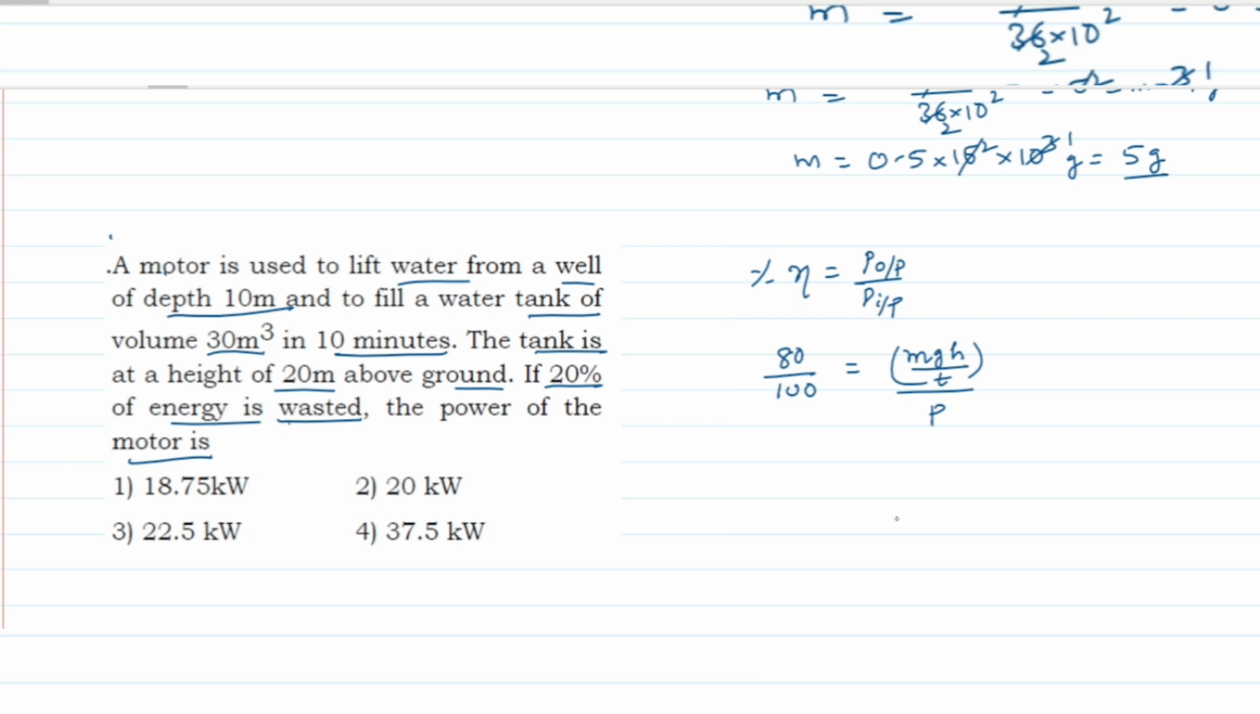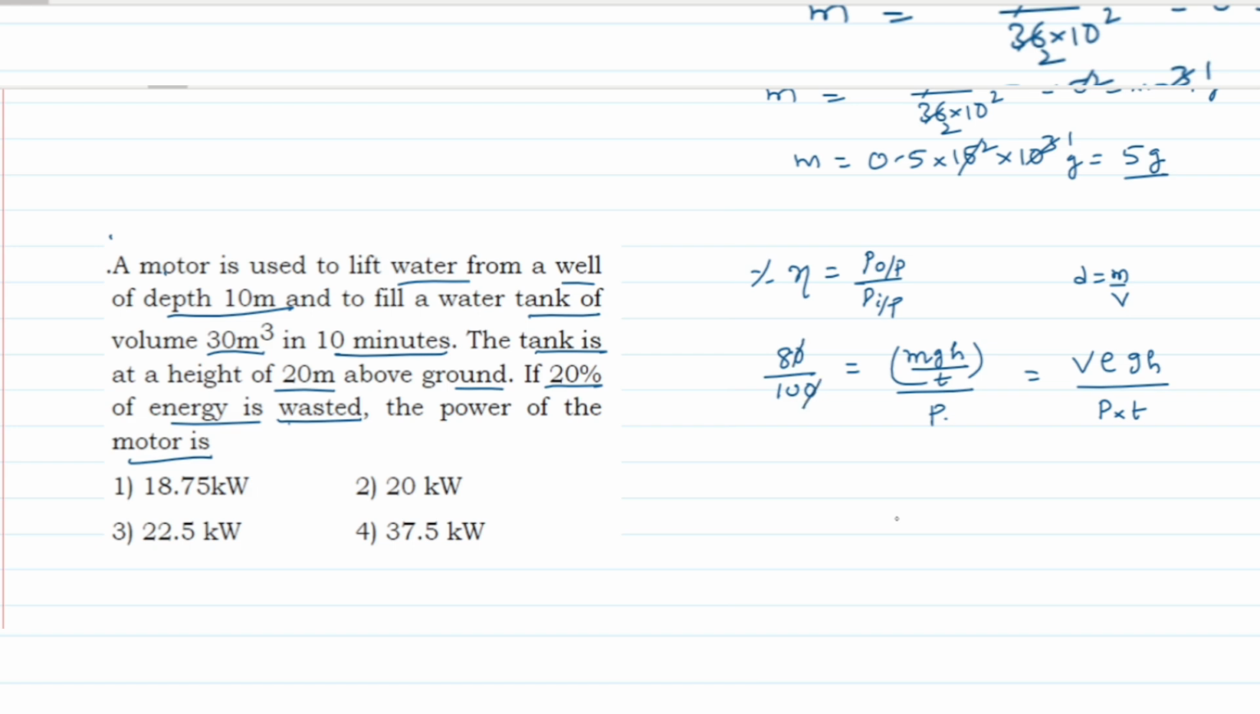Now this is mass, which we don't know. Mass is not given, but density equals mass by volume, so mass is nothing but volume into density. So the efficiency equals volume into density into g into h by P into t, and P comes to the denominator. Now substitute the values here, students.